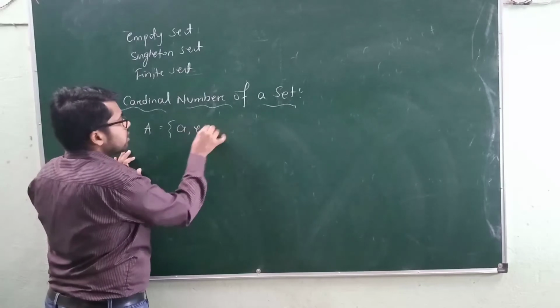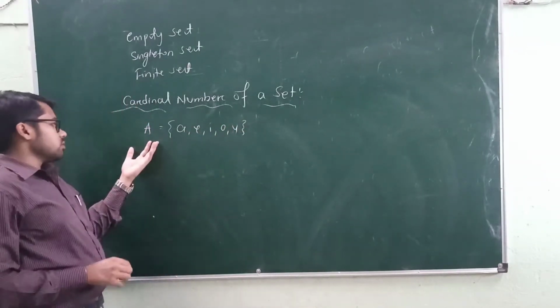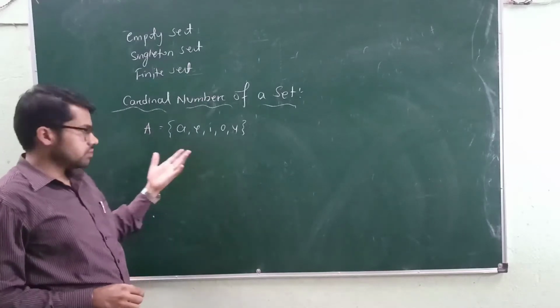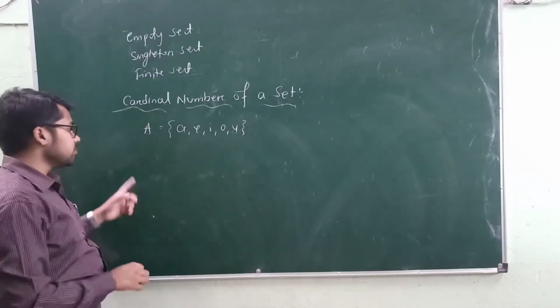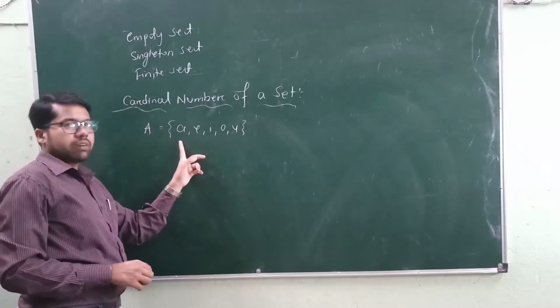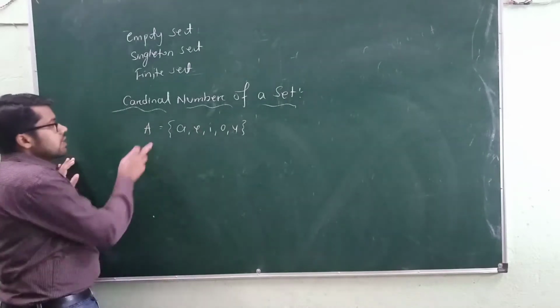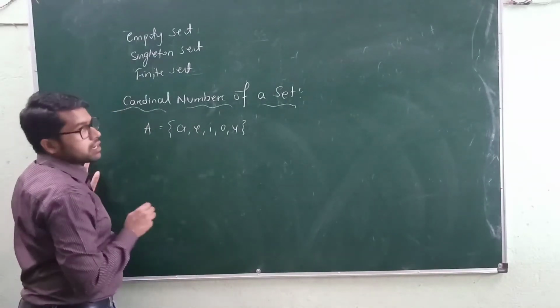For example, let me take a very well known example: A equals a, e, i, o, u. Everybody knows this is the set of English vowels, and it is in listing format. So how many elements are there in this set A? The set contains 5 elements: first, second, third, fourth, fifth. So this set A has cardinal number 5.